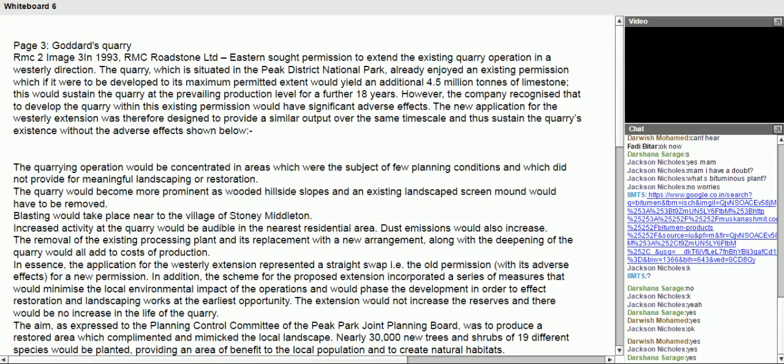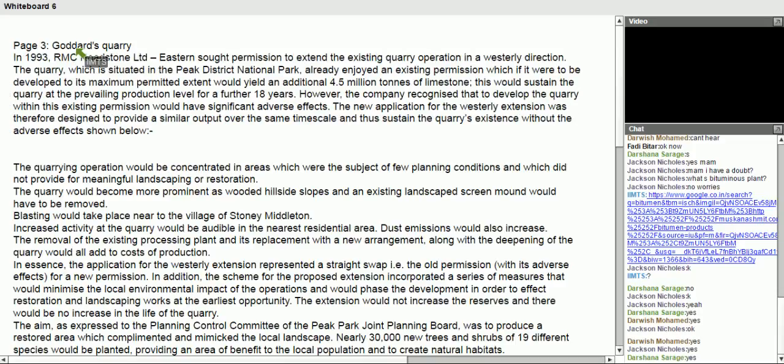Now, Goddard quarry. In 1993, RMC Roadstone Limited Eastern sought permission to extend the existing quarry operation in the westerly direction. The quarry, which is situated in the Peak District National Park, already enjoyed an existing permission which, if it were to be developed to its maximum permitted extent, would yield an additional 4.5 million tons of limestone. This would sustain the quarry at the prevailing production level for a further 18 years.